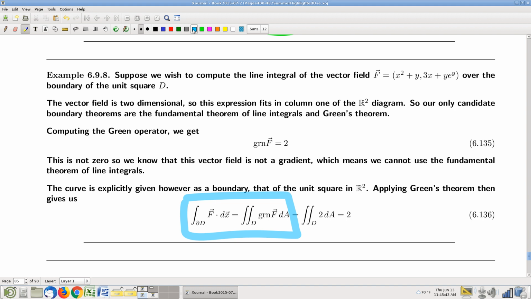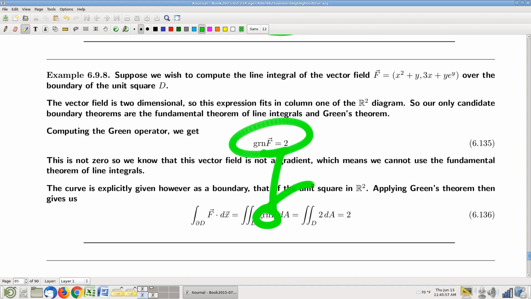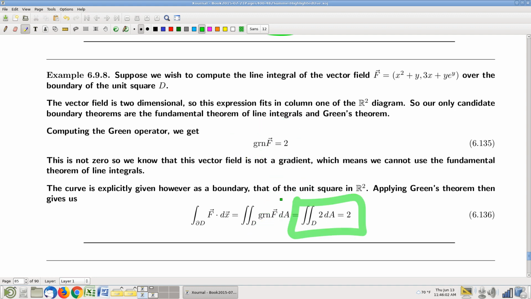This D is the unit square, and conveniently we've already computed Green's operator. It's 2. And so look at the easy little integral that falls into our lap. We're doing a double integral over the unit square of the constant value 2. That's a super easy integral. The answer is 2. Everybody happy?